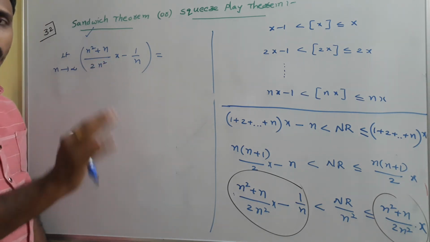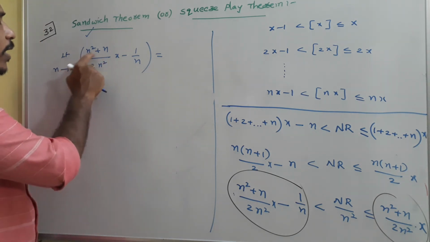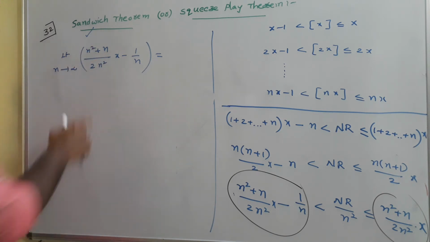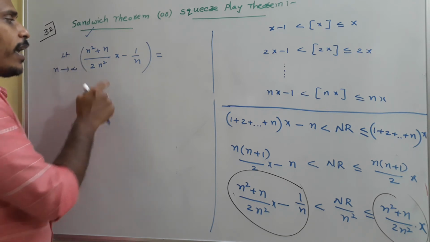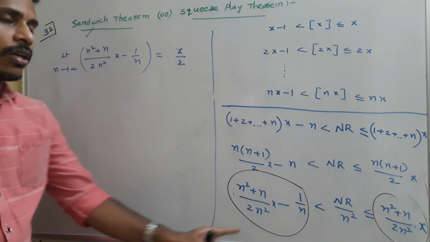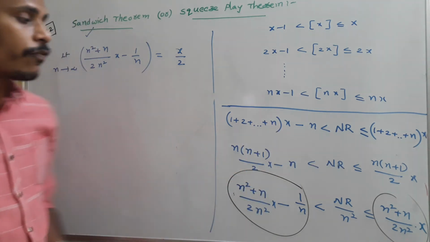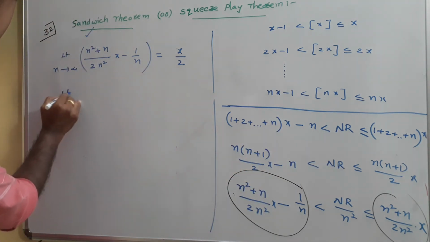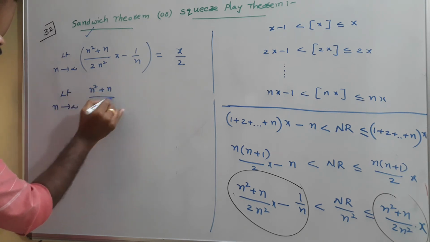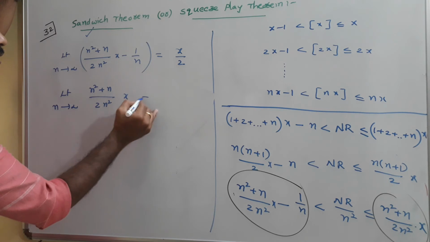And x is not affected by this n. N square plus n by 2n square, the degrees are same for numerator and denominator. Directly 1 by 2 is the limit value, but x is there. So 1 by 2 into x, x by 2 is this answer. Then think about that function. Okay? Then limit n tends to infinity. What is that? N square plus n by 2n square into x.